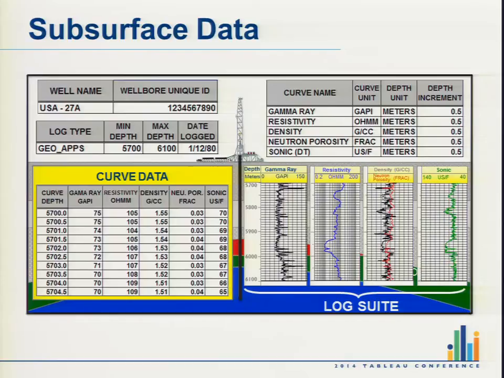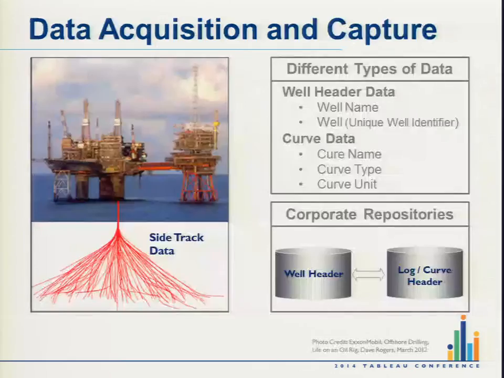I just wanted to give a quick overview so that when we start talking about different attribute names, you get an idea what we're talking about. Okay, that was a simple explanation. Let's look at the real world. On the left-hand side, you see something called sidetrack data. In the illustration, we just showed a single borehole. Very easy to follow.